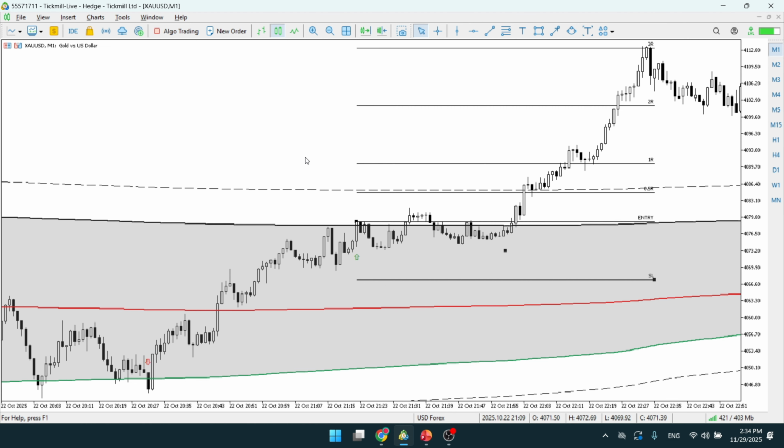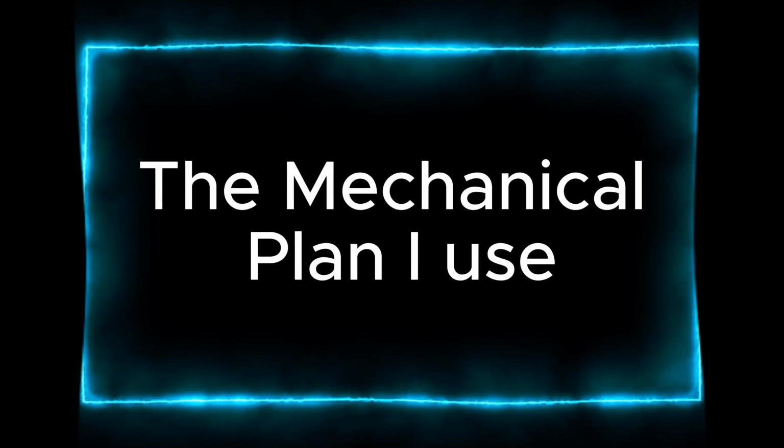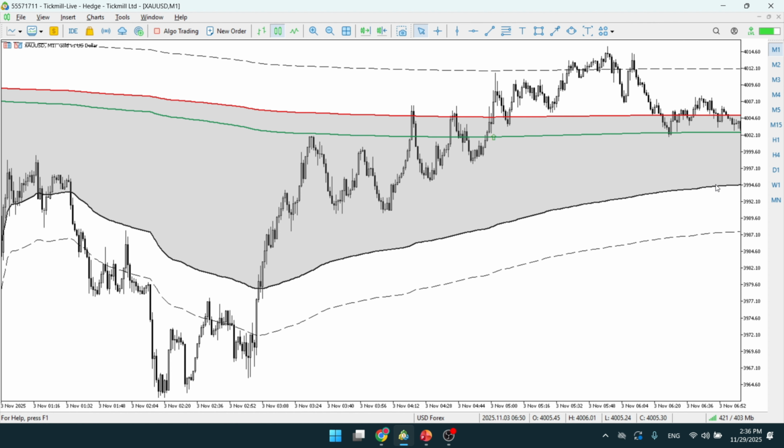Now, as we have talked about how we took a trade, let's jump to the history in November and check it one by one, and also calculate how much profit we would have made with only this mechanical plan. Before we jump to November's trades, let me share with you the simple trading plan that I have applied.